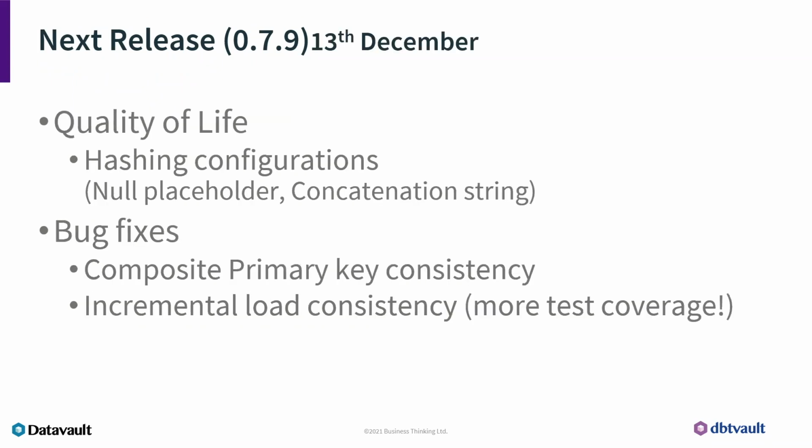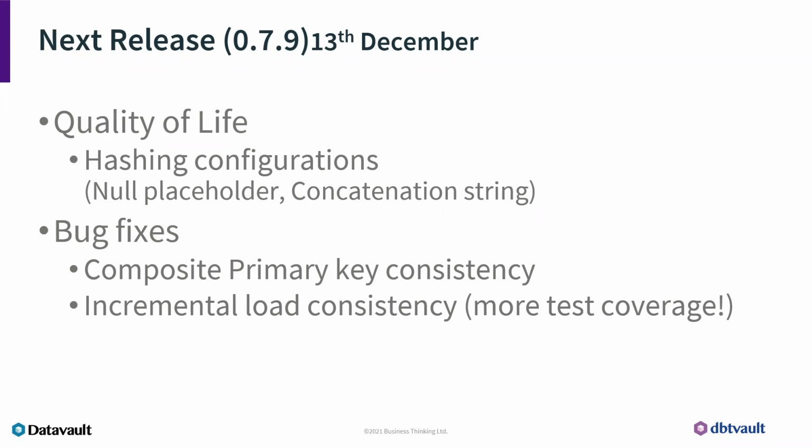So we're also looking to do quality of life improvements. Quality of life hashing configurations, we've already got that in. That's 0.78. Sorry about that. But yeah, we have introduced hashing configurations in 0.78, so people can provide what null placeholder they want and what concatenation string they want for the hashing processes in dbtvault. That's gone down pretty well. We've had a lot of feedback about that being really useful for a lot of people. We want to expand how configurable dbtvault is in the future as well. It's one of the things we're really focusing on for next year.